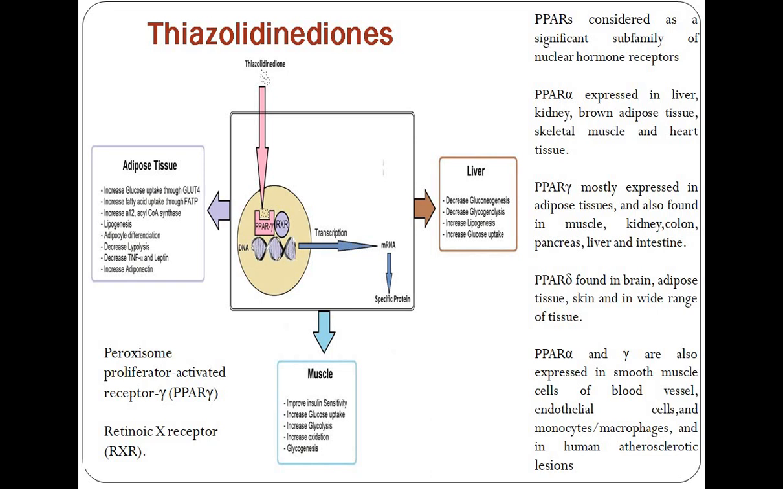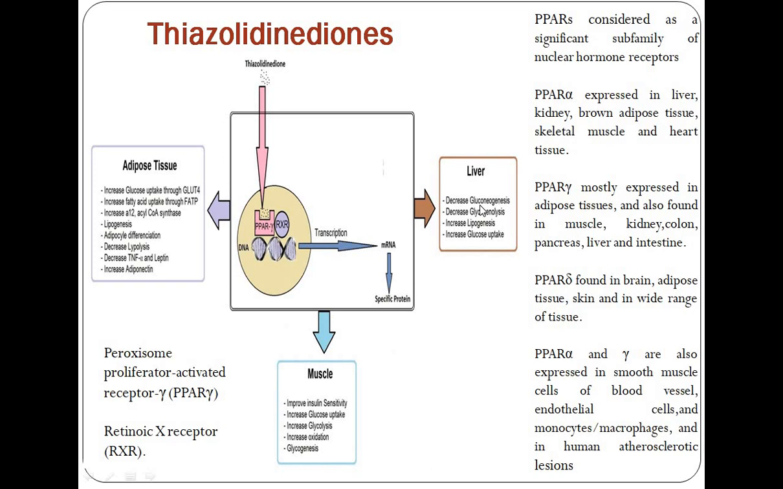And if you see their action in different tissue, in adipose tissue: increase glucose uptake, increase fatty acid uptake, lipogenesis, adipocyte differentiation, decrease lipolysis, decrease TNF alpha and leptin, increase adiponectin. So TNF alpha, leptin, these are the biomarkers. So these are increasing, and this also has an important role in glucose metabolism.